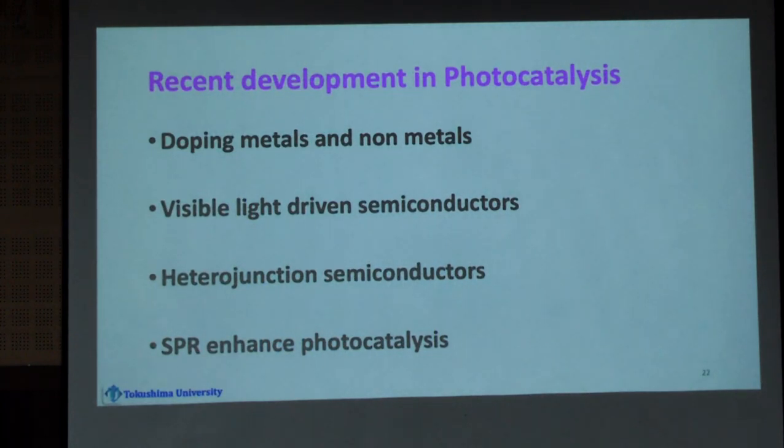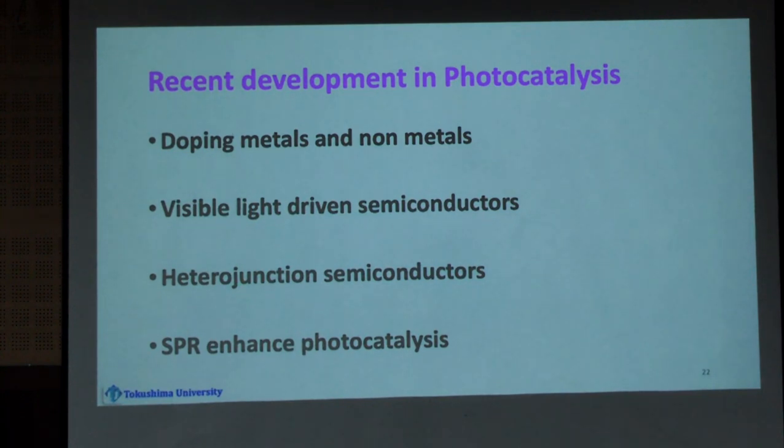And after that, people started to work on photocatalysis by doping the metal or non-metal and visible light driven semiconductor. Semiconductor means some kind of oxide material, TiO2, SnO2, WO3, and doping metal, Ag, Au, or some non-metal, zinc, and so on. Heterojunction semiconductor. Initially, they work individually, metal or semiconductor.